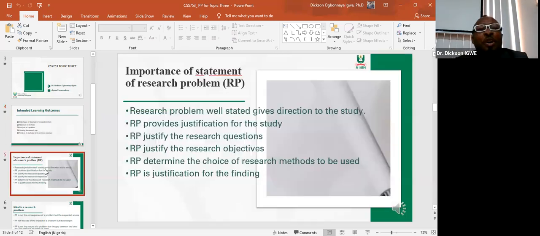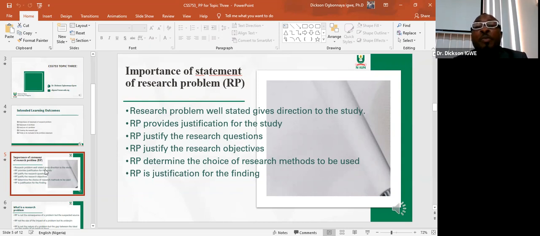So we start with the importance of a statement of a research problem. There are several needs for a research problem. In fact, where there is no problem, there will be no need for research. And because there is a problem, the research must continue. There is always a problem in society, and so research becomes consistent. Research becomes a continuous process.